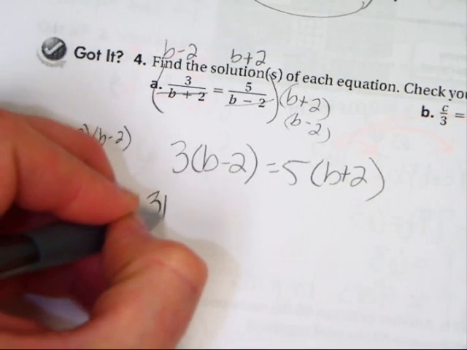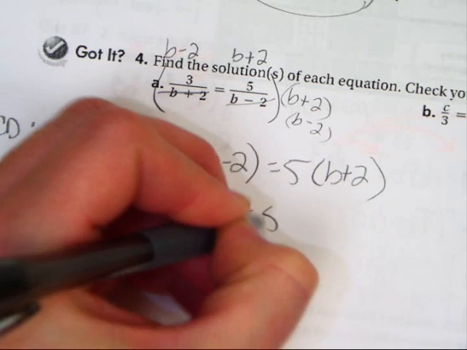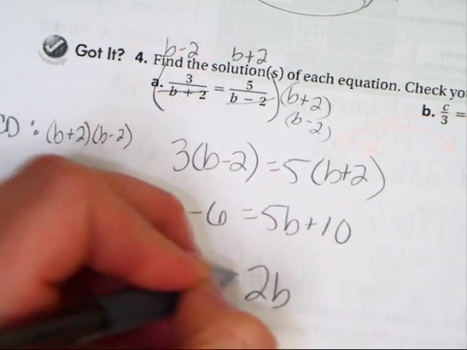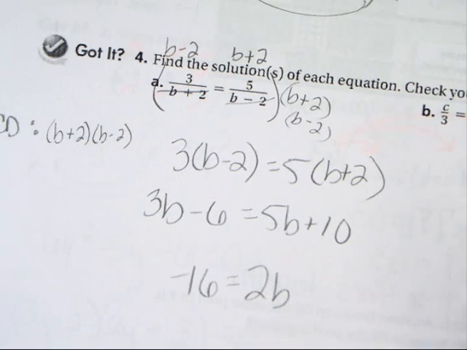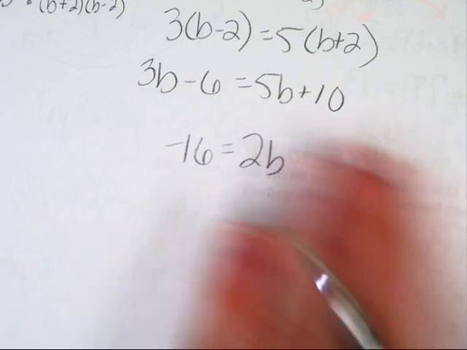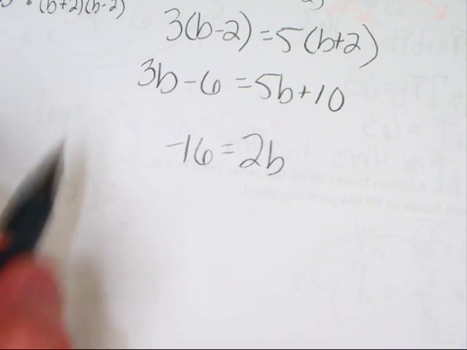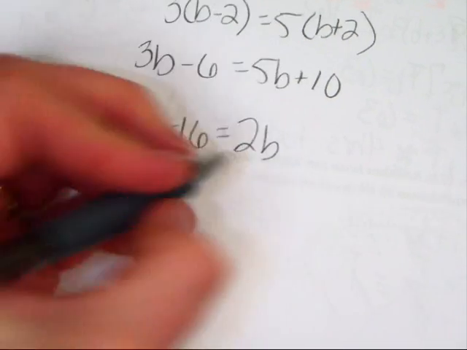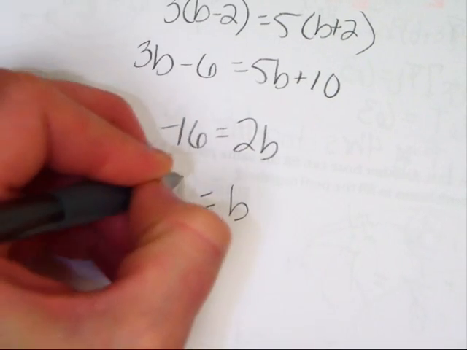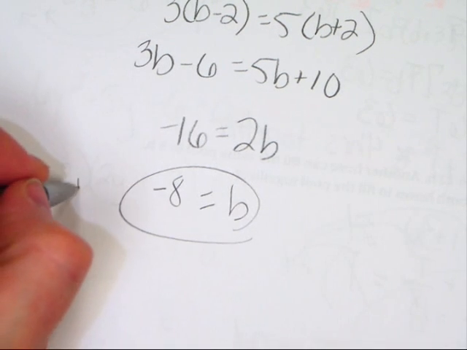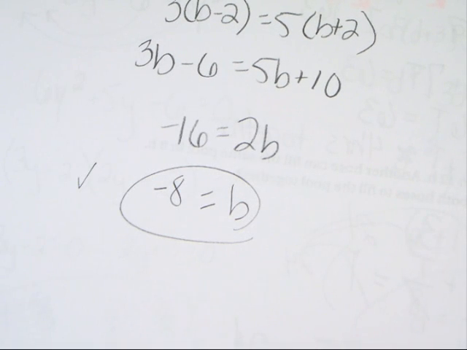And you get 3b minus 6 equals 5b plus 10. You get 2b equals negative 16 when you switch things around. Be very careful with that, okay? That was a poor part on our test, being able to solve when variables are on both sides. Subtract 3b to get 2b, subtract 10 to get negative 16. b equals negative 8. You check it back in, and you will notice that you do get a true solution.